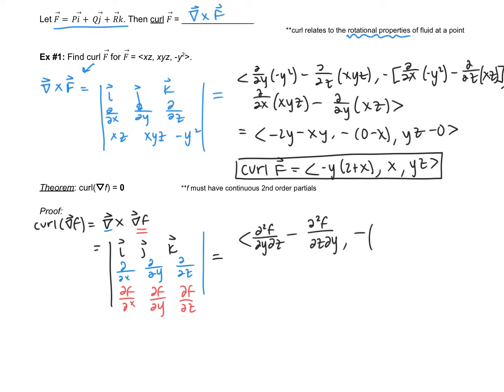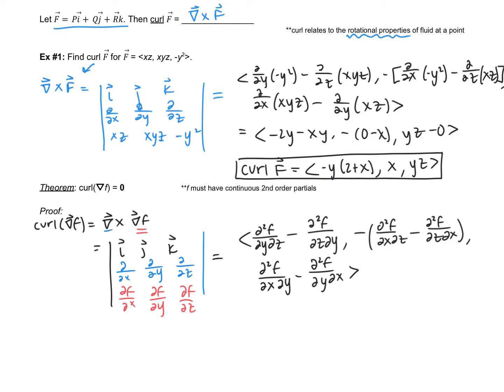Second component, remember, we're switching the signs, so we're ignoring the first row and the second column. So we're going to get the second partial of f with respect to x and with respect to z, subtract the second partial of f with respect to z and with respect to x. And then lastly, the second partial of f with respect to x with respect to y, subtract the second partial of f with respect to y with respect to x.